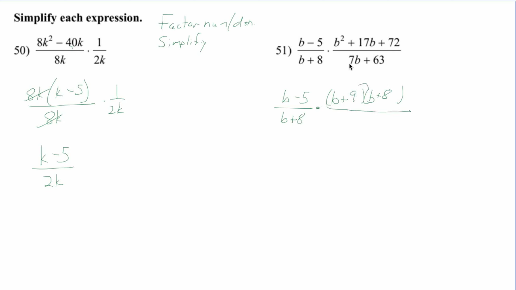In the denominator, it's only two terms, but we can factor out a 7, and we're left with b plus 9. We have some canceling that happens. Since we're multiplying, we can cancel any factor in the numerator with any factor in the denominator if they're the same. So b plus 8 does cancel with b plus 8, and b plus 9 cancels with b plus 9 to leave us with b minus 5 over 7.